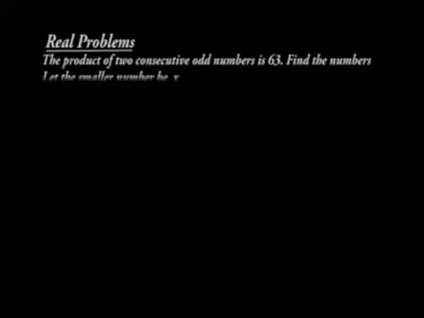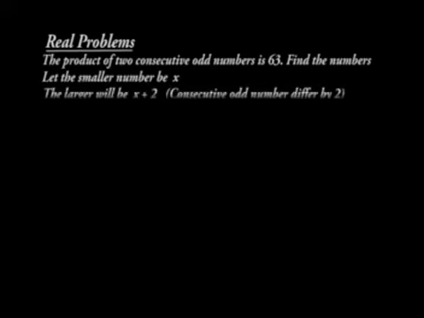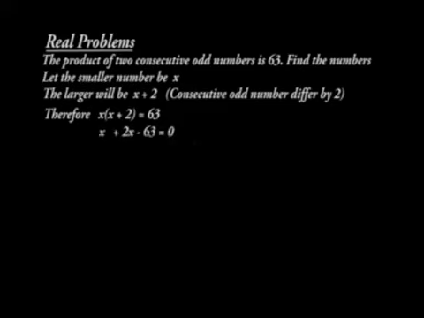Let's take a real problem. The product of two consecutive odd numbers is 63. Find the numbers. In our solution, let the smaller number be x. The larger number will be x plus 2, since two consecutive odd numbers differ by 2. Multiplying, x times (x plus 2) is 63. Expanding, x squared plus 2x minus 63 is 0 when we write in standard form.